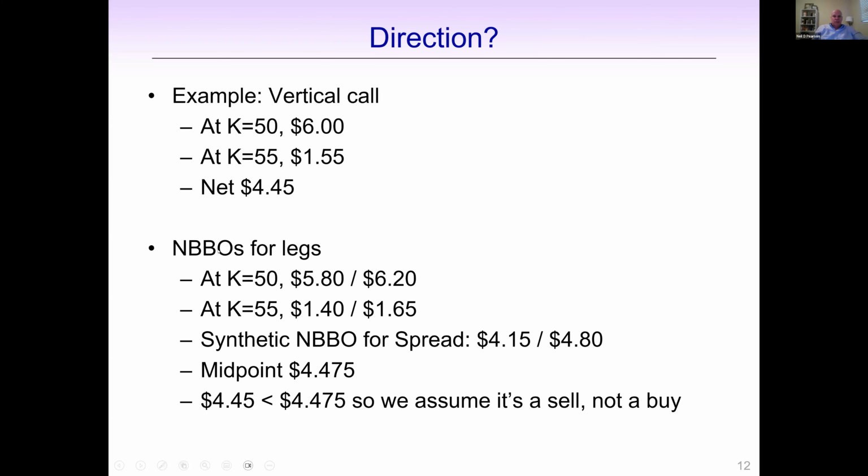Then from the single leg limit order books, we see the MBBOs. We can compute the synthetic MBBO, which is what it would cost you to cross the spread on both sides. The midpoint from the single leg limit order books is, in this example, 4.475. So the way that we sign trades is we compare the trade price to an estimate of the fair value that comes from the midpoints of the single leg limit order books.